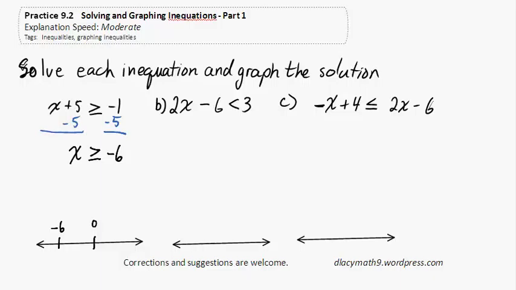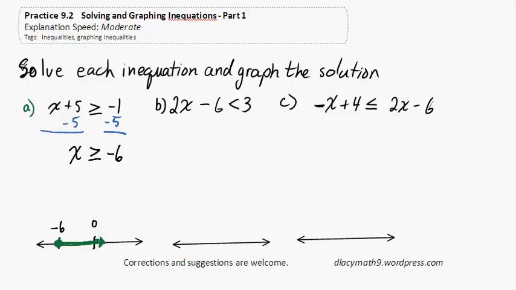This condition also allows equal to. So I'll put a circle on -6 and fill it in, showing that -6 is part of the answer, as is any value more positive. That's it for the first one, for A.